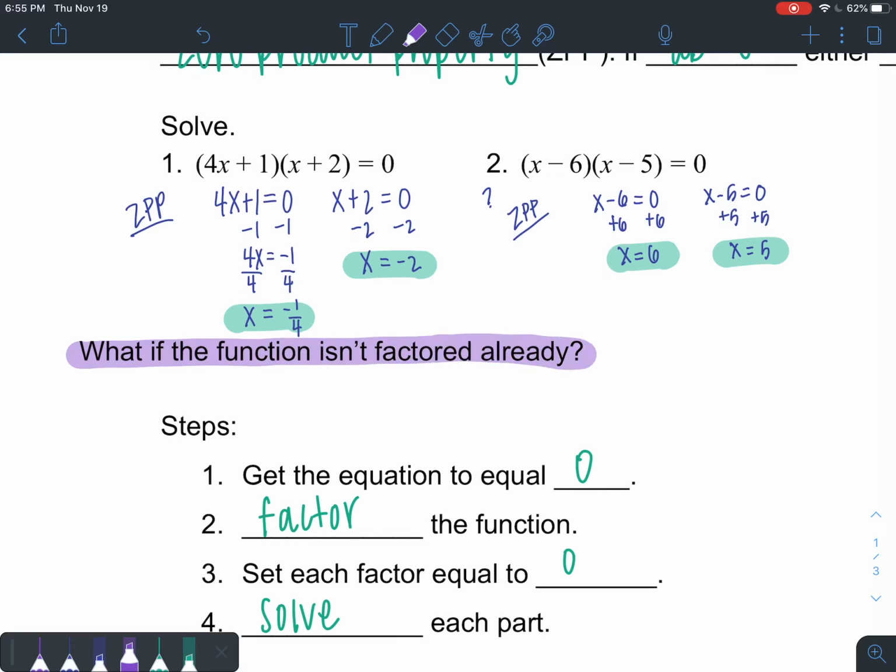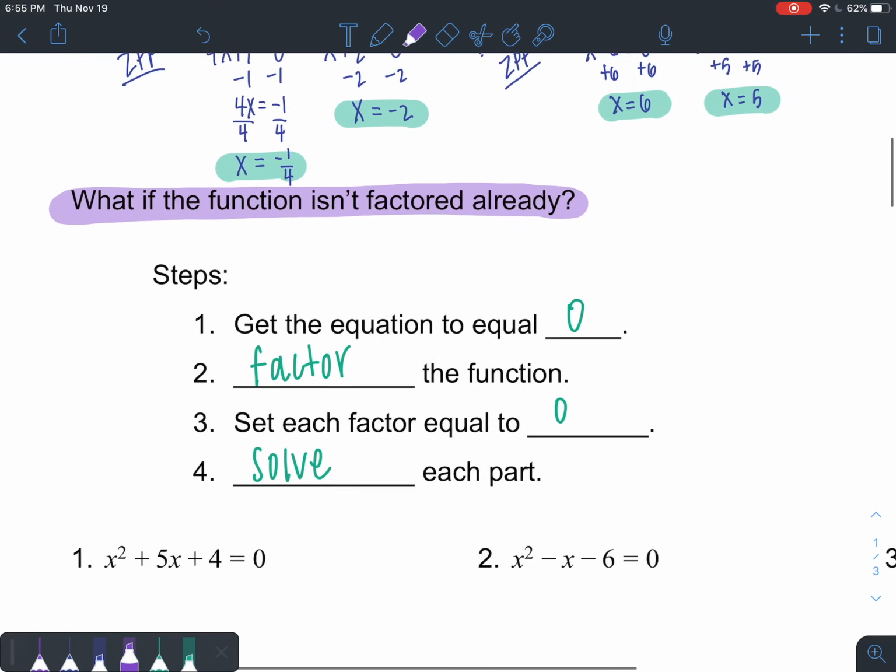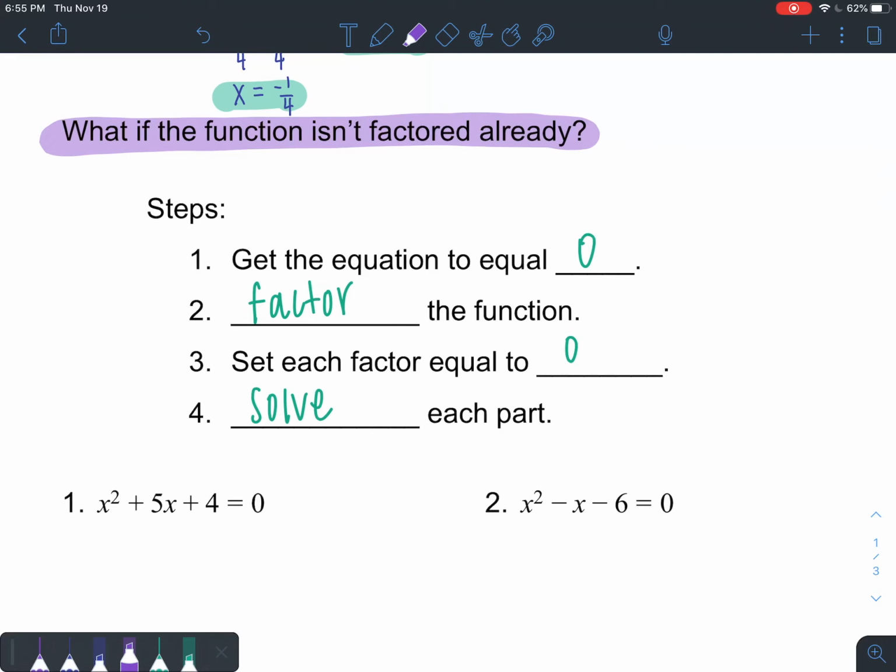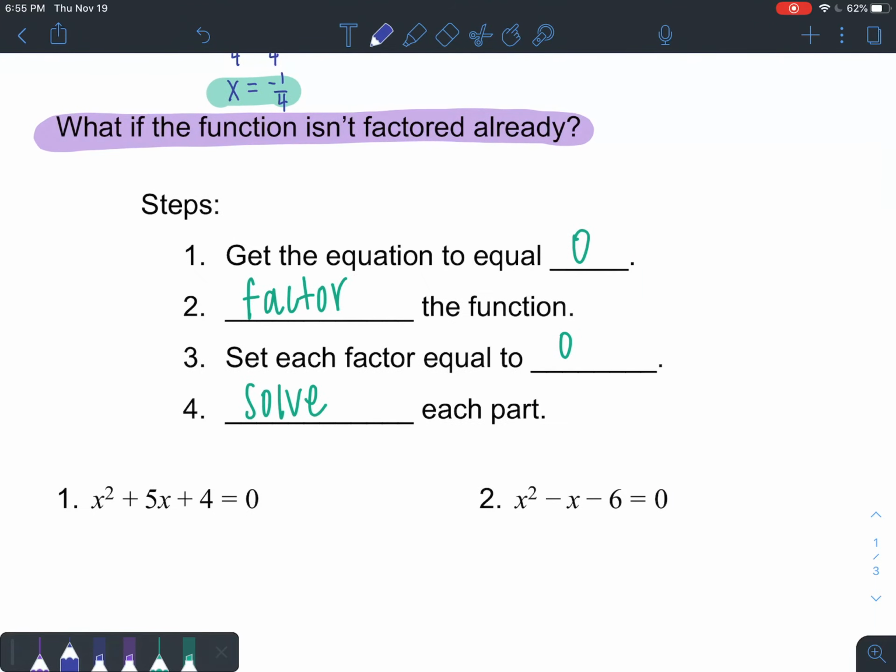Sometimes we will have functions that aren't already factored because that's the nature of this class. All right, so here are the steps. You're going to get your equation equal to 0. So sometimes you might have something like x squared plus 5x equals negative 4, in which case you want to add 4 to both sides so that you get all of your stuff on one side and 0 on the other. Okay, so that's what that means. Then you're going to factor the function. Then you're going to set each factor equal to 0 using ZPP. And then you're going to solve each part.